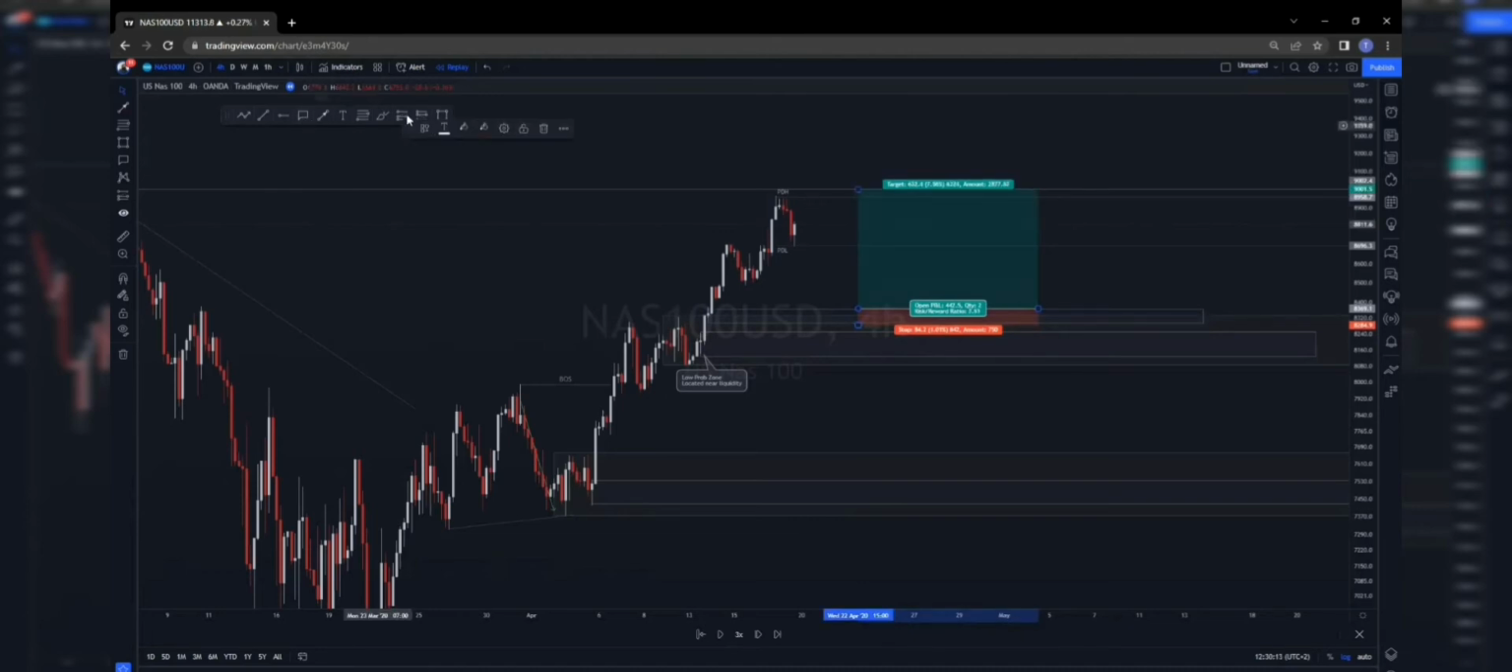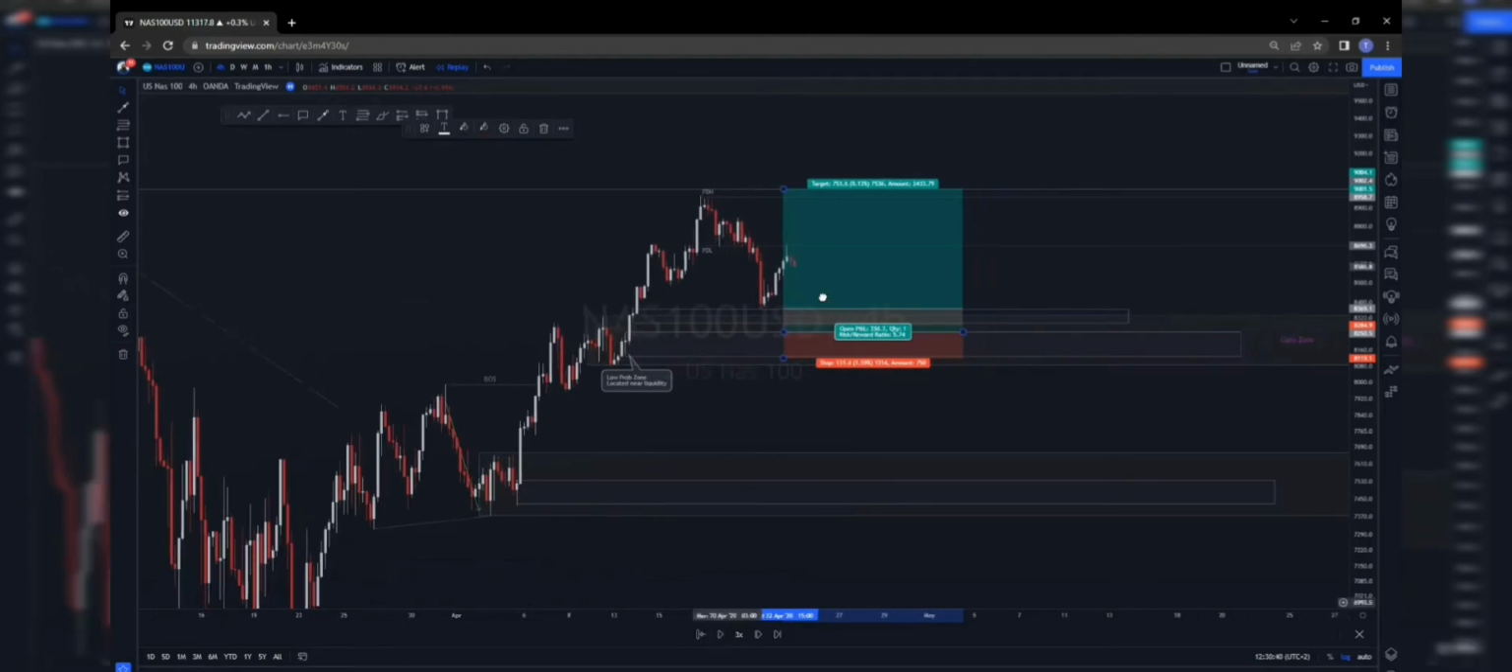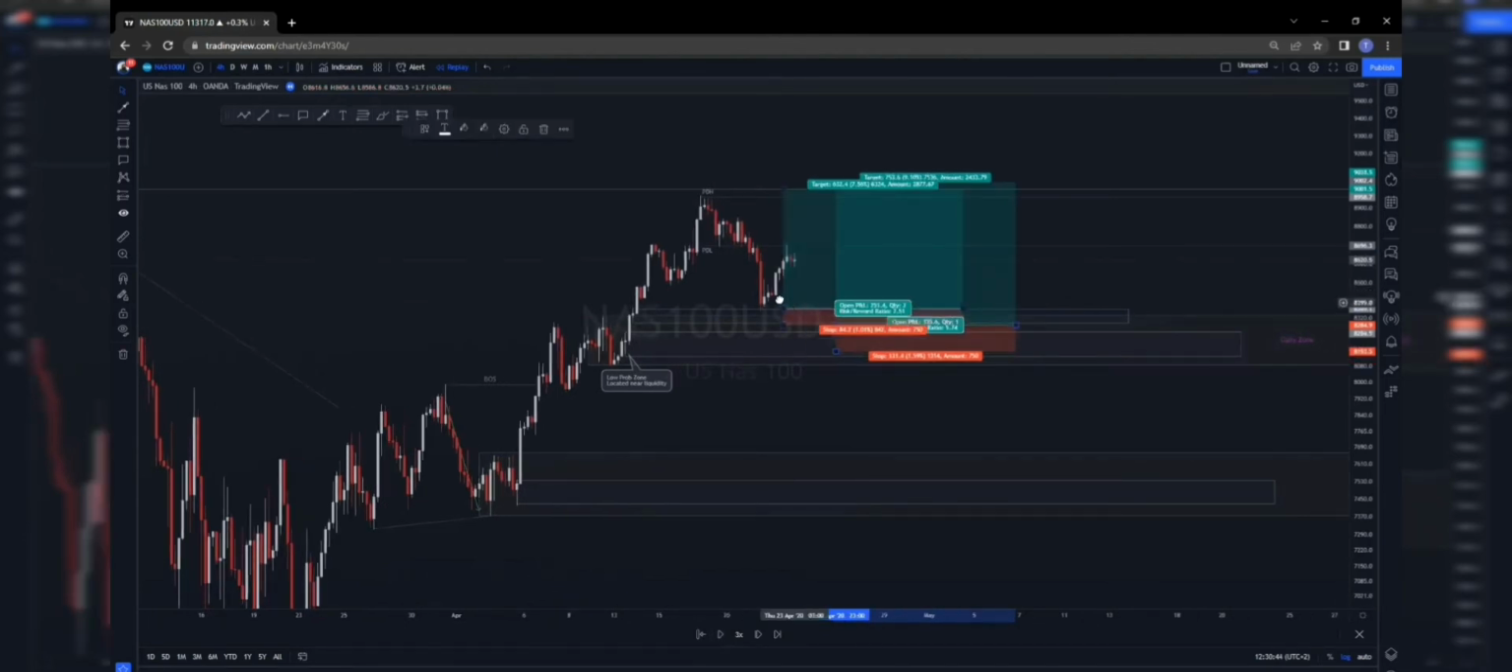And then same thing here. All right, sorry. So this trade over here, sorry, this position right here has been triggered. So will it get our take profit?